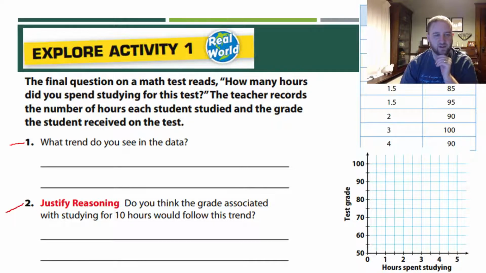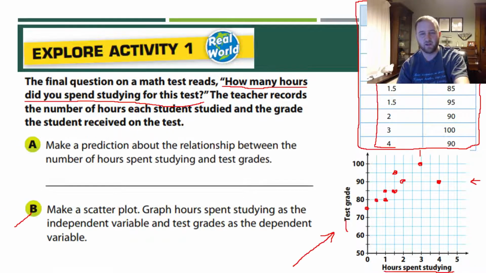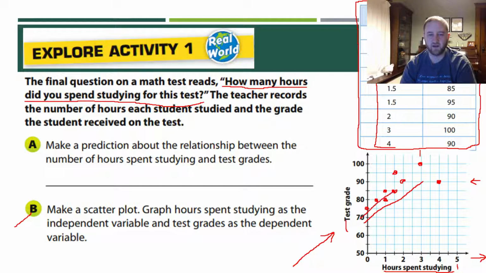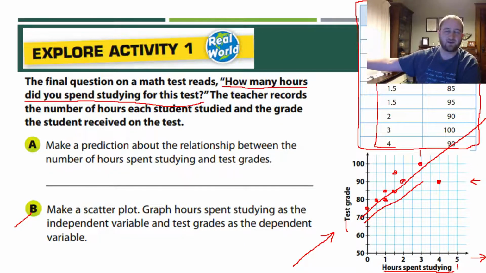Number 2 says, do you think the grade associated with studying for 10 hours would follow this trend? If we go back to our scatter plot here, the highest on the graph is 5, right? So if we went all the way to 10, which is way off the graph, is it going to continue the trend? This trend's going up and up and up. Is it going to continue to go up if we study for 10 hours at the same rate?